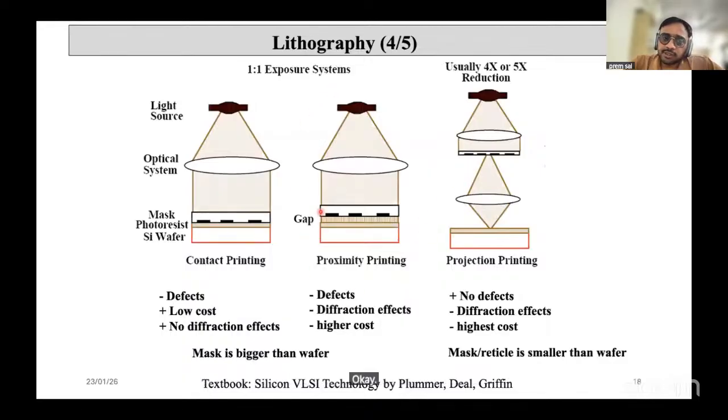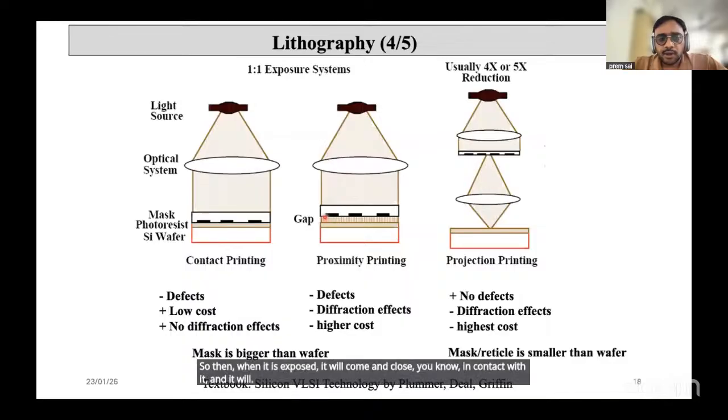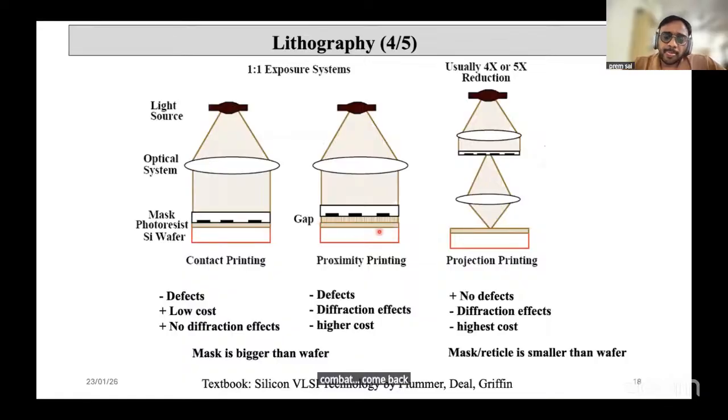Okay, so there is this mask, and you have this wafer, which is coated with the photoresist. Then there is a gap of 100 micron, so you see through the microscope. The wafer and the mask are brought close, to around 60 or 70 microns, while aligning. Then when it is exposed, it will come and close in contact, and it will come back. So that is one way.